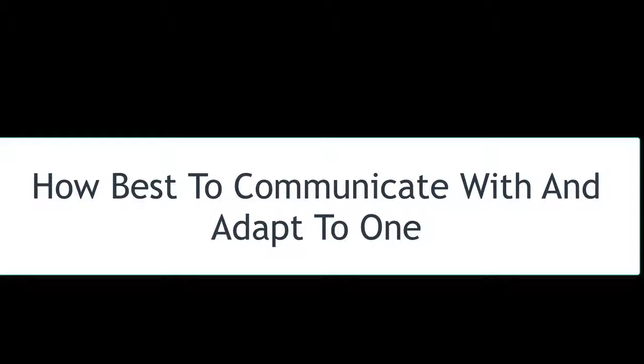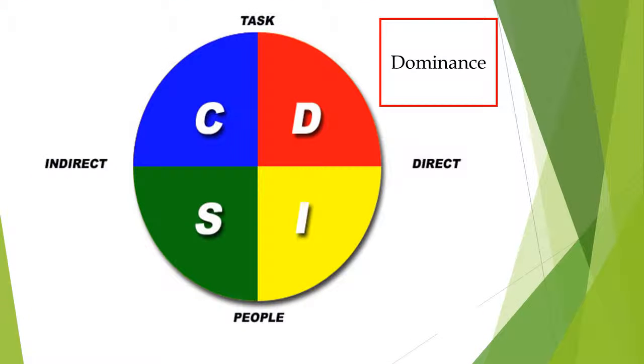How best to communicate with and adapt to one. To better understand how to communicate with someone with another style, we also need to understand what they fear or about which they are concerned. D. Dominance. These are task and direct focused. They fear losing control or failure, so avoid suggesting or intimating that these may happen unless you're doing so deliberately to gain their attention and will be quickly providing a solution.